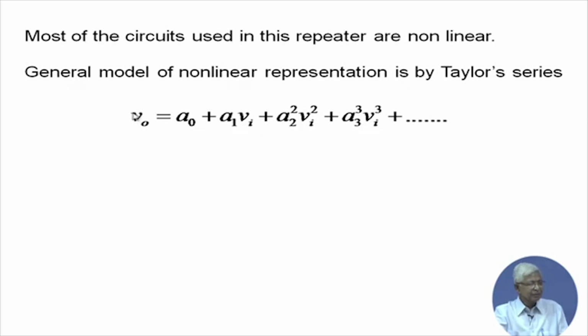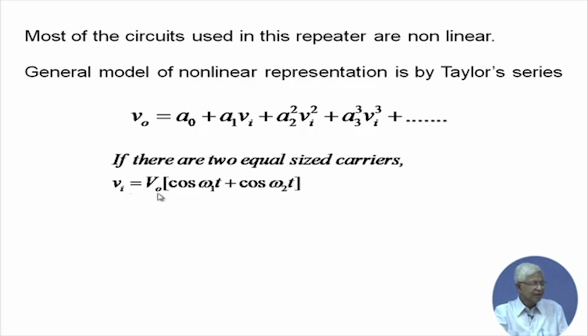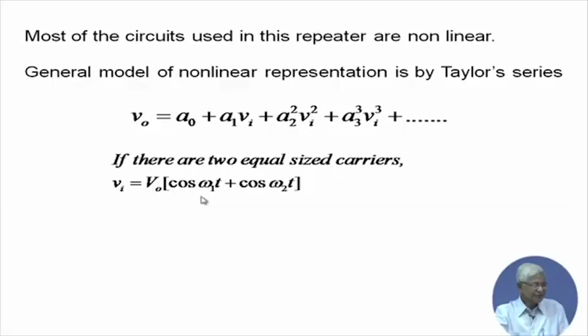Now, if the inputs are two frequencies, like Vi is V0 cos omega 1 t plus cos omega 2 t, possible because many people are communicating with this satellite. So, at least minimum 2 should be there. So, two frequencies omega 1 and omega 2 are communicating. Then replace in this Taylor series wherever Vi is there, Vi, Vi square, Vi cube, replace with V0 cos omega 1 t plus V0 cos omega 2 t. I have taken both the signals to be of the same amplitude V0, they may not be same. For simplicity we have taken this.